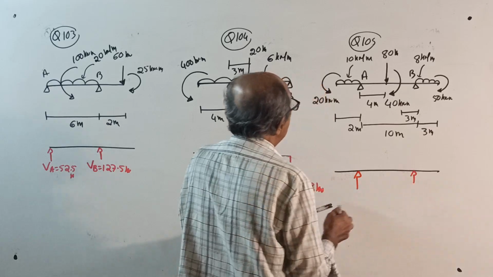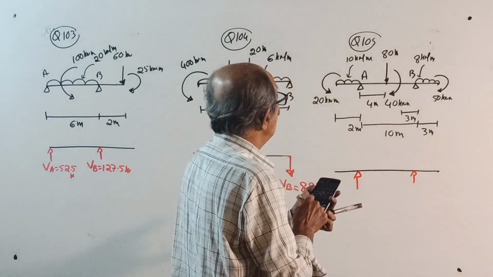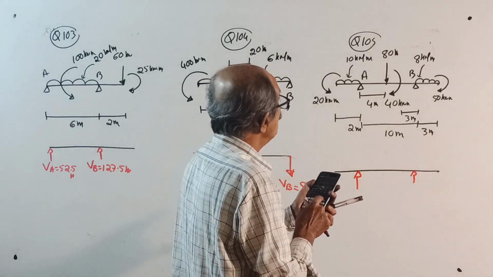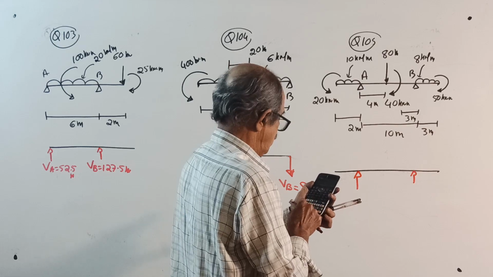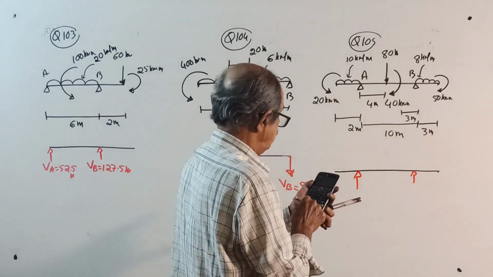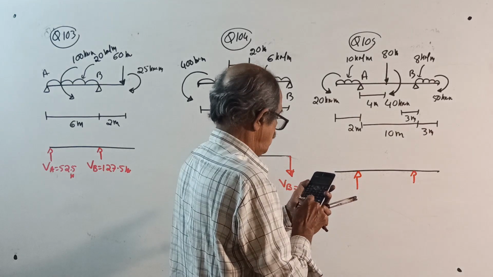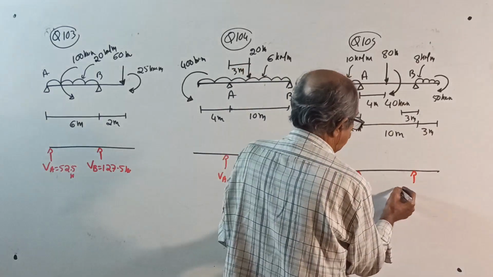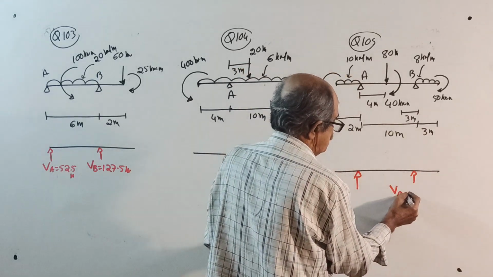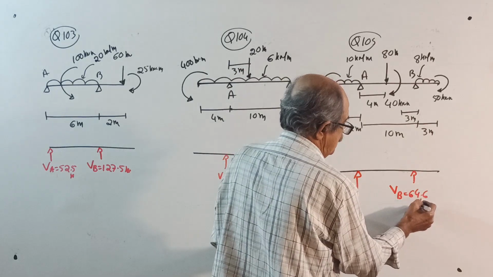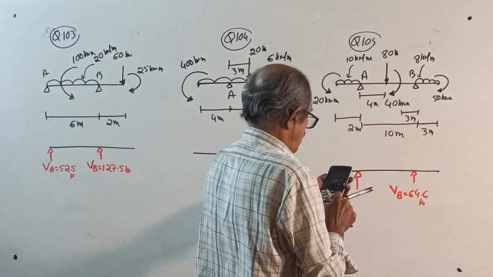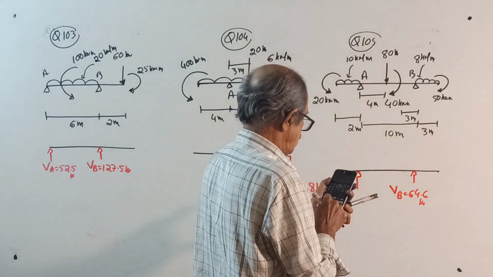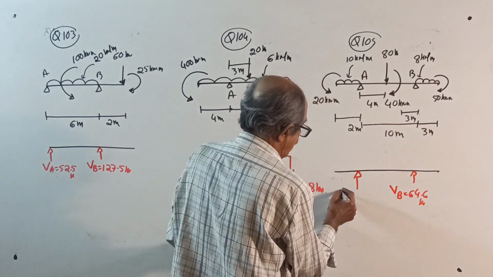Okay, over. 80 into 4 plus 40 plus 8 into 3 into 11.5 plus 50 minus 10 into 2 minus 20 divided by 10. 64.6 kilonewton, VB. I take moment about A. Minus 80, minus 24, minus 20, VA. 59.4 kilonewton.